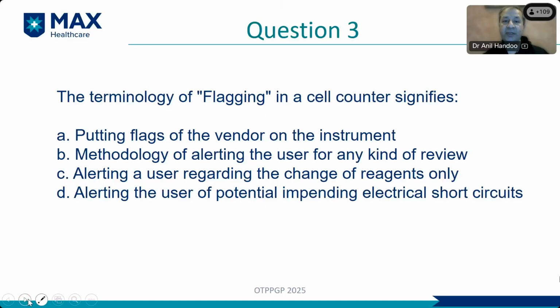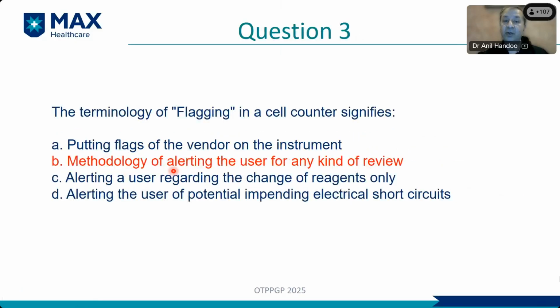So let me ask a question again. Terminology of flagging in a cell counter signifies what? Does it mean putting flags to the vendor on the instrument? Methodology of alerting the user for any kind of a review? Alerting the user regarding the change of reagents only? Or alerting the user of potential impending electrical short circuits? So any answers? I think I already gave the answer. The answer is pretty simple. This is the methodology of alerting the user, right? So B is the answer. It's the methodology to alert the user for any kind of a review.